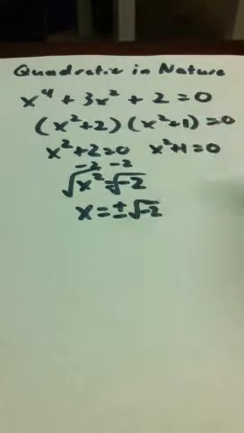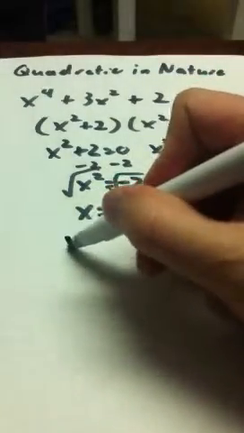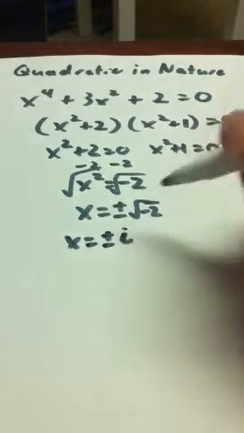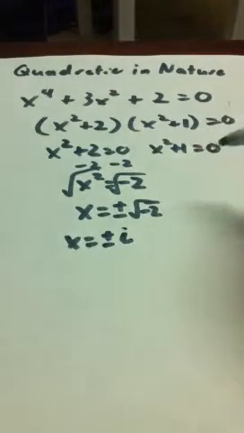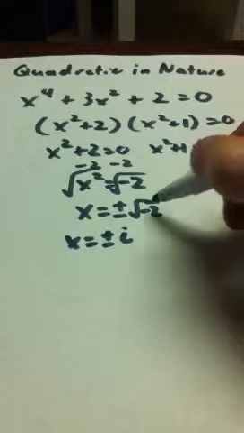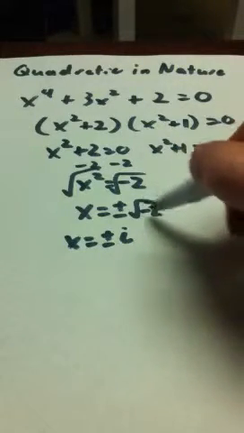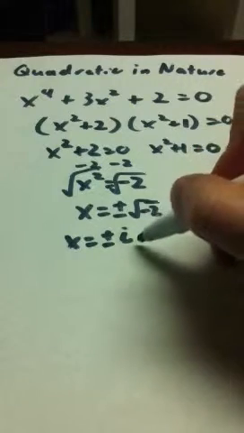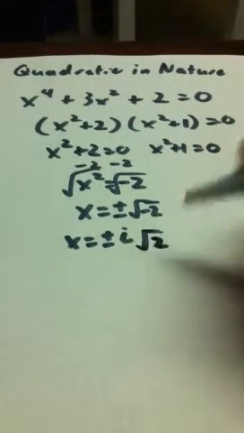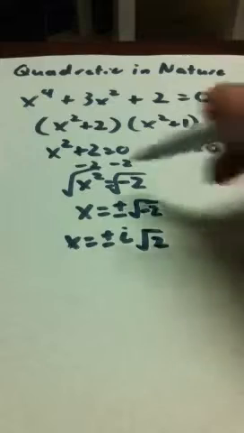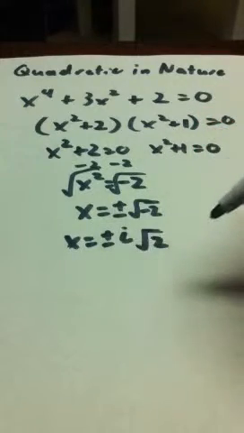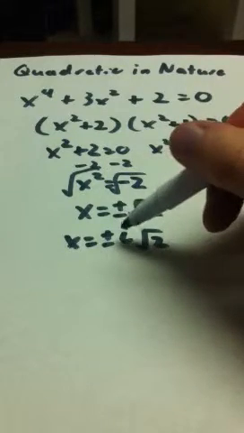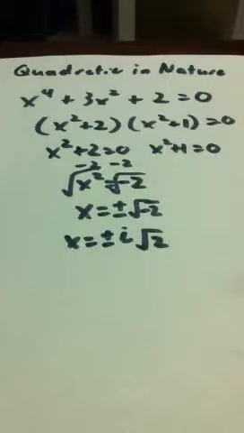Since it's negative, I can't take the square root of a negative. It becomes an imaginary answer. So I'm going to pull out that i out of the square root. Remember, i is equal to the square root of negative 1. So really what I've done is rewritten negative 2 as negative 1 times 2 and split it into 2 square roots. And so I'm left with the i that I pull out and then the square root of 2. So there's 2 of my answers: the positive i root 2 and the negative i root 2.